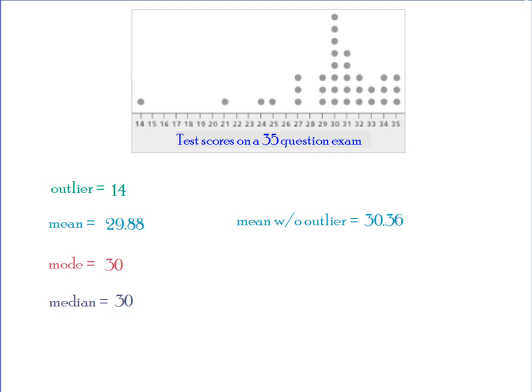If you got all of these right, you're ready to move on. Otherwise, remember you can rewind and go back and look at examples again.